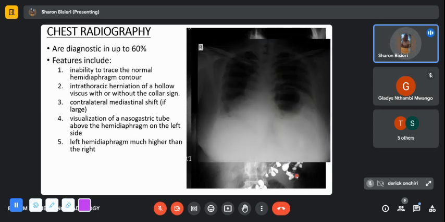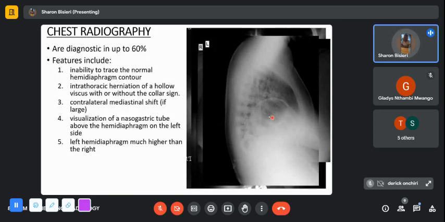So in this next radiograph, what we can note is that we have this round lucency in the left hemithorax. It is outlined by this opaque line around it, and we cannot make out the left hemidiaphragm.